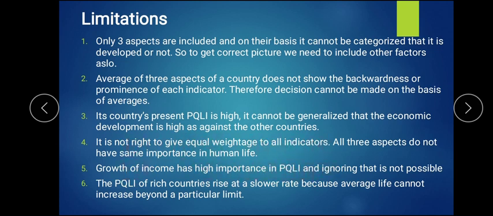Then the growth of income has high importance in PQLI, ignoring its possibilities. If you want to measure, the main thing is income. If you have more income, then only you have all those facilities and a great physical quality of life, but that has been ignored. The PQLI of a rich country is always slow, because they already have a good standard of living and are spending more and more, whereas in a developing country it is more. So this makes a difference where you are not able to measure.